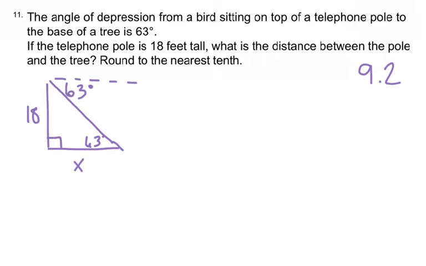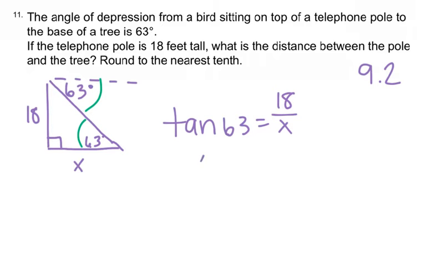Number 11, remember that these are alternate interior angles. That's why you can do that. And then I would have to use tangent again. Tangent of 63 equals 18 over x. Multiply both sides by x. Divide by tan 63. You're going to get 9.2.